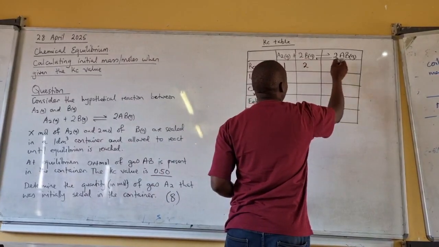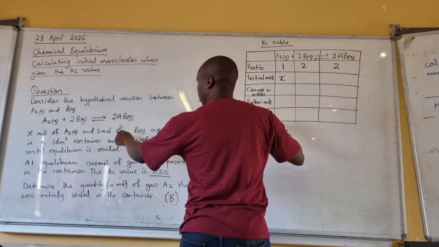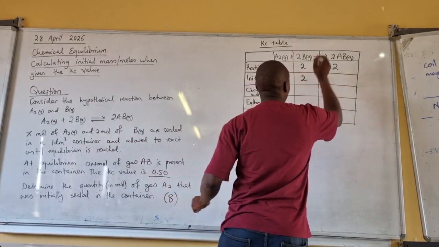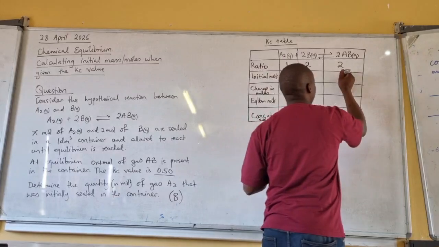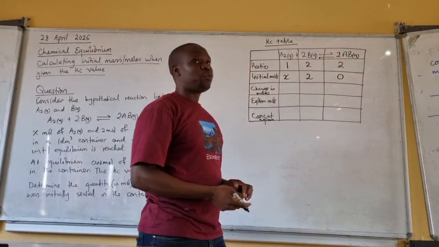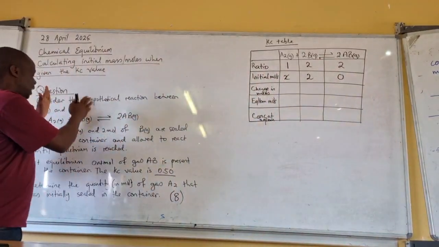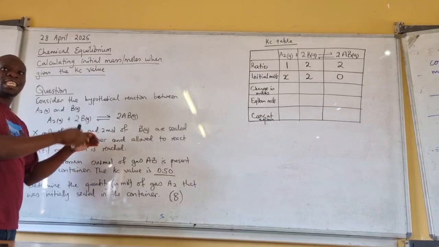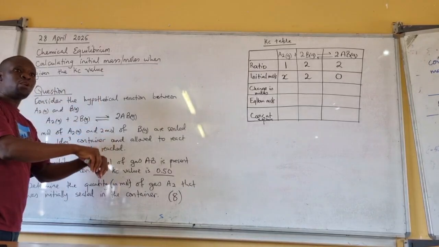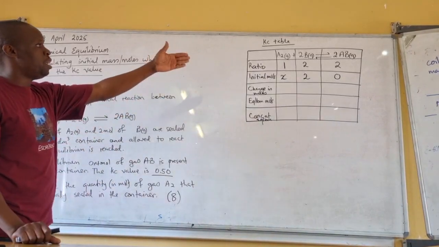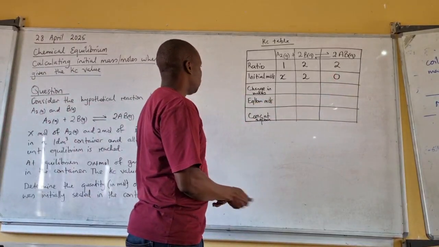Right, our ratio: 1, 2. Initial moles is X. Initial moles of B, 2. The product? 0. Right, so the initial number of moles of the product will be 0 because we are considering this reaction from the beginning when only A and B have been added into the container. There is no AB present yet, so the initial number of moles will be 0.